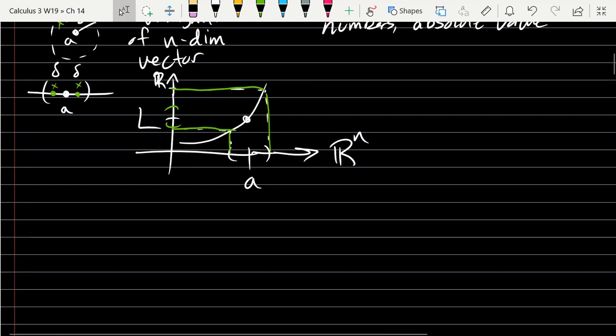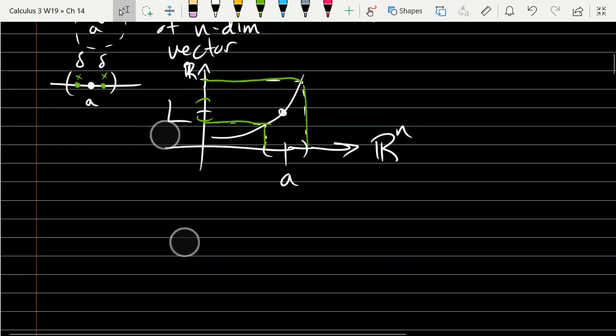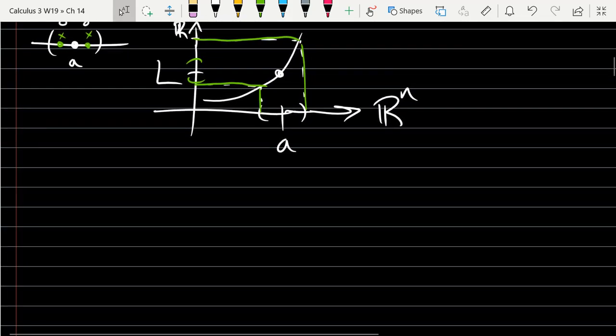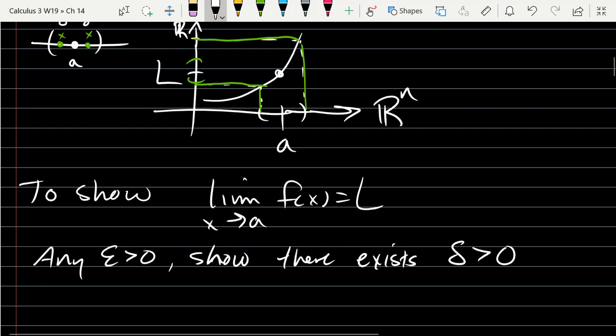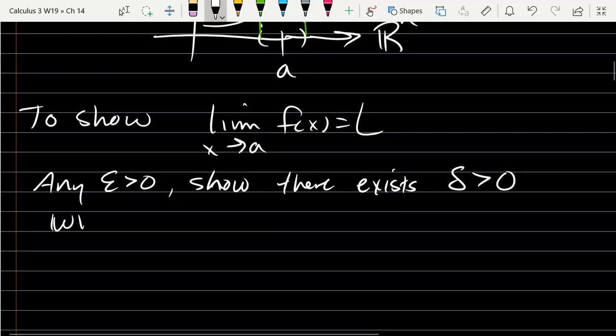All right, so let's go ahead and write down some. Well, let's write down first how do we show a limit exists, and then we will write some rules and then compute some limits. So to show that the limit as x approaches a of f of x equals L, what we have to do is take any positive epsilon. We have to show there exists a delta greater than zero with the right properties.